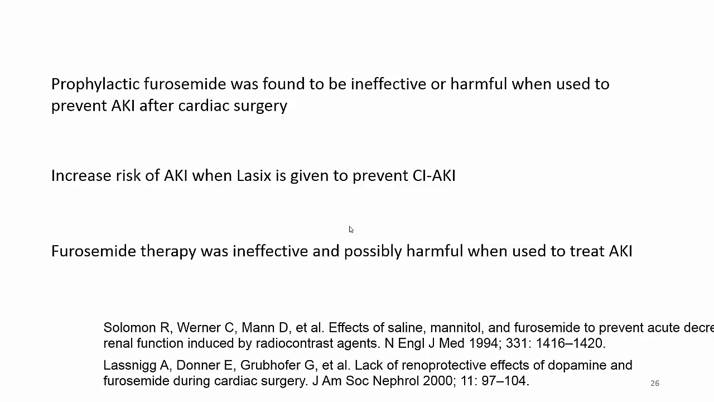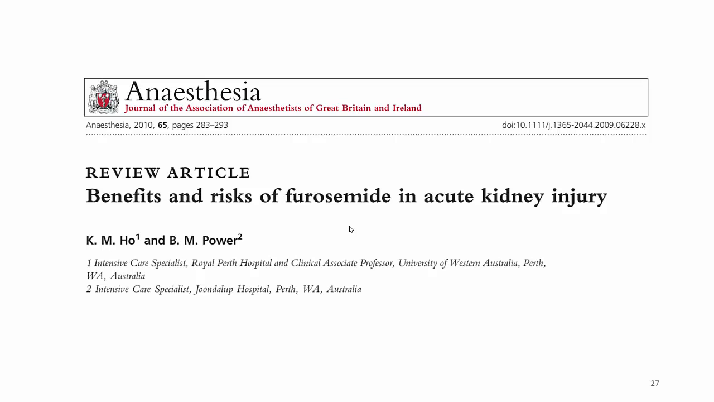It's definitely harmful when you're giving it to patients prior to contrast. That's why we give fluids. It may be harmful, but it's definitely ineffective when you give it after cardiac surgery to prevent AKI. And it is ineffective and possibly harmful when given to treat AKI for any reason. I think they looked at some 5,000 or 6,000 patients for a lot of reasons, and it just didn't work. So basically, no, Lasix does not treat AKI.